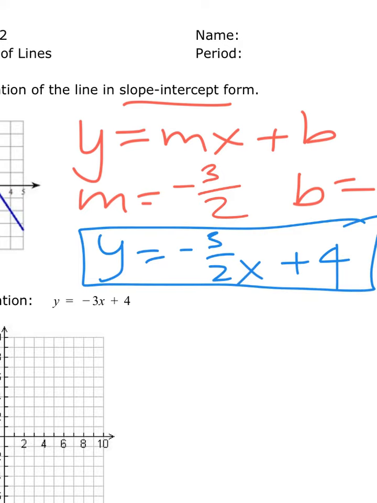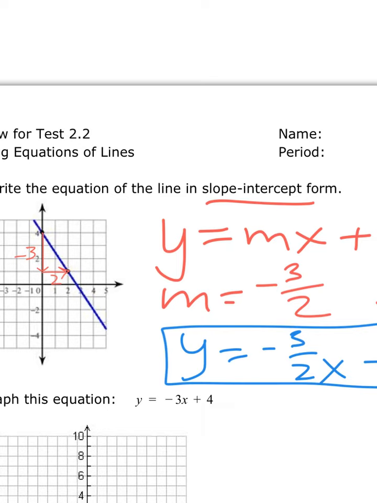Wait, why do we go down and not up? Isn't it rise over run? It's a really good question. Now let me pull this down so I can point to it. To get from the point on the left to the point on the right, we can't go up to get to that point because it's a negative slope, right?